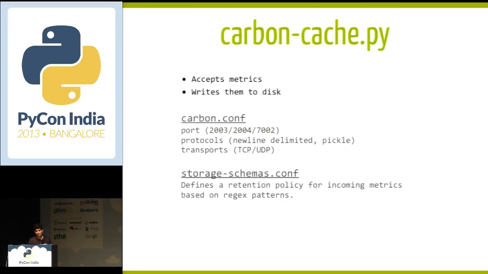Carbon.conf accepts a few parameters called port, protocols, and transport. So you can specify a port on which you want to listen to data. You can specify a protocol like Pickle or newline delimited, and then you can specify transport as well.